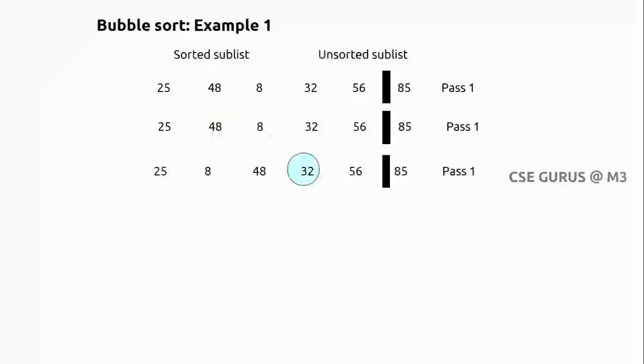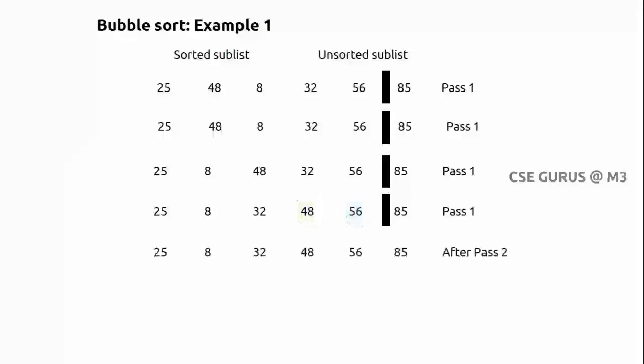Now 48 and 32. Is 48 less than 32? Again no, so swap it. Now 48 and 56. Is 48 less than 56? Yes, true. No need to swap. So keep it as it is. Now the largest element, 56, is at the last but one position. Now 56 and 85 form the sorted sublist here. The sorted sublist will come from here, and the unsorted will be here.